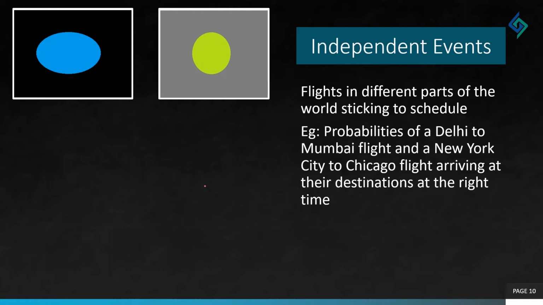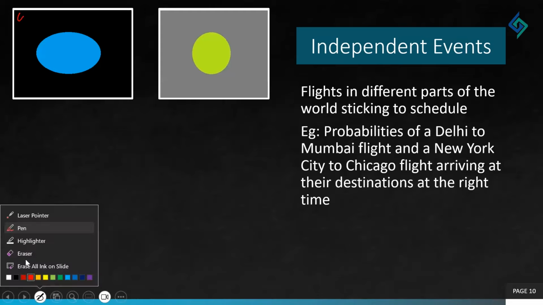Now, these two events are mutually independent events, because if the Delhi to Mumbai flight lands on time, the probability of the New York to Chicago flight landing on time will not change. Similarly, if the New York City to Chicago flight lands on time, that will not alter the probability of the Delhi to Mumbai flight landing on time. So if I take this first set as a superset itself, because universal set will create a bit of a confusion.